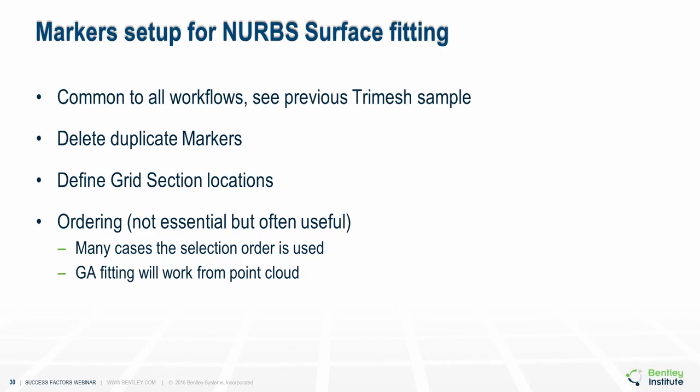The marker setup for NURBS surface modeling is essentially the same as we did for the tri-mesh generation. Basically, delete any duplicates that lie within a certain tolerance, and if the markers are structured, then define the section grid, especially stations, according to the marker locations. And although not strictly necessary, it often helps to ensure that the markers are ordered correctly on each section. Marker order is used for some of the commands, but the genetic algorithm fitting is designed to work equally well with an unstructured point cloud.